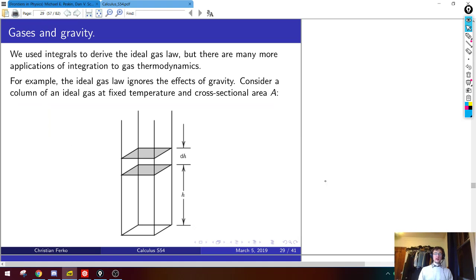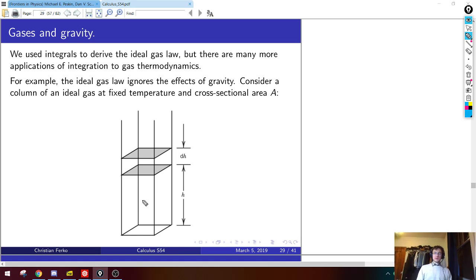So I want to tell you a bit more about gas physics. Last time we used integrals basically to get the ideal gas law, but I claim that there's a lot more that we can do with integration in thermodynamics and gas physics and gas chemistry. One question you could ask is the following. The ideal gas law totally ignores the effects of gravity, right? The ideal gas law just assumes you have particles in a box that feel no gravitational force, which is maybe a good approximation if the total size of the gas is small or gravity is weak. But let's try to solve the problem of how a gas behaves, how its pressure behaves, in a slightly different case where we take gravity into account.